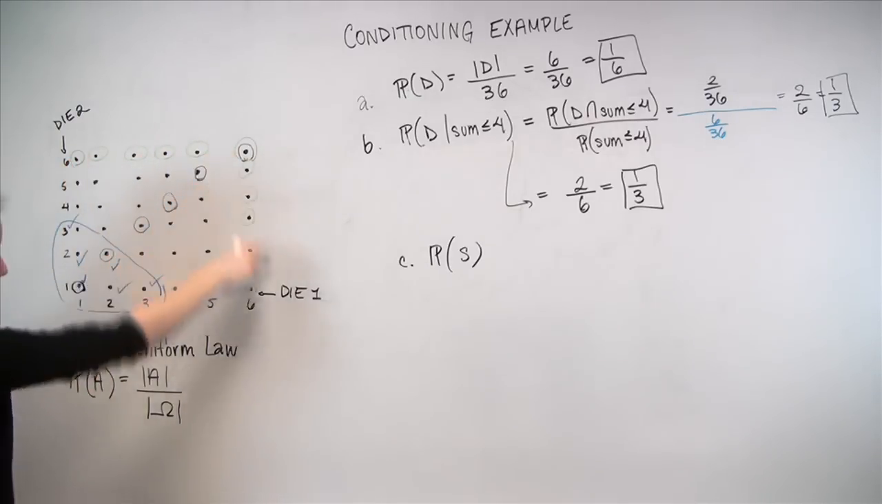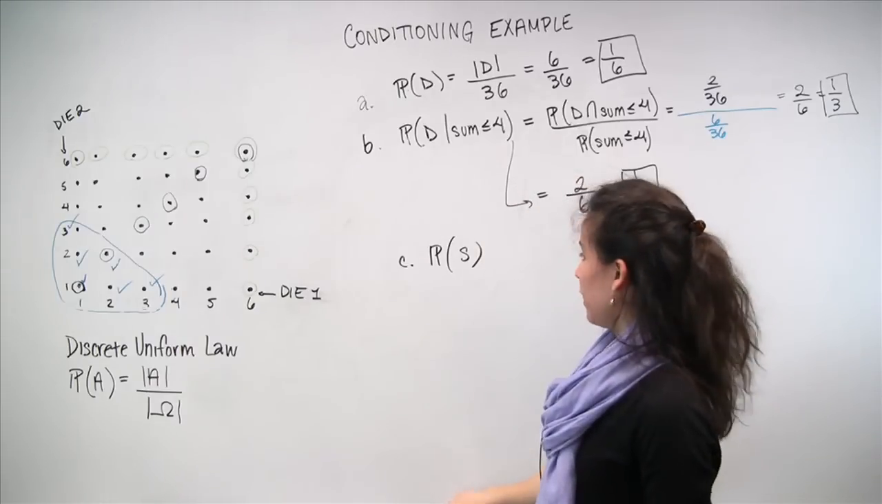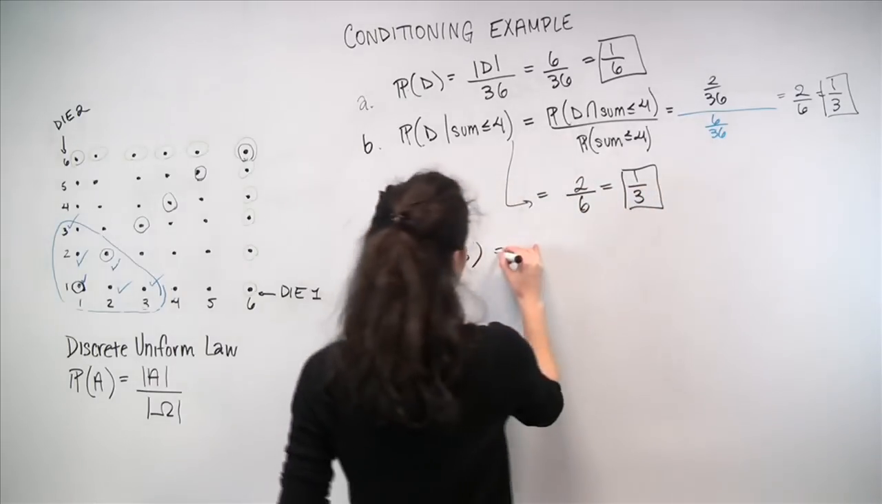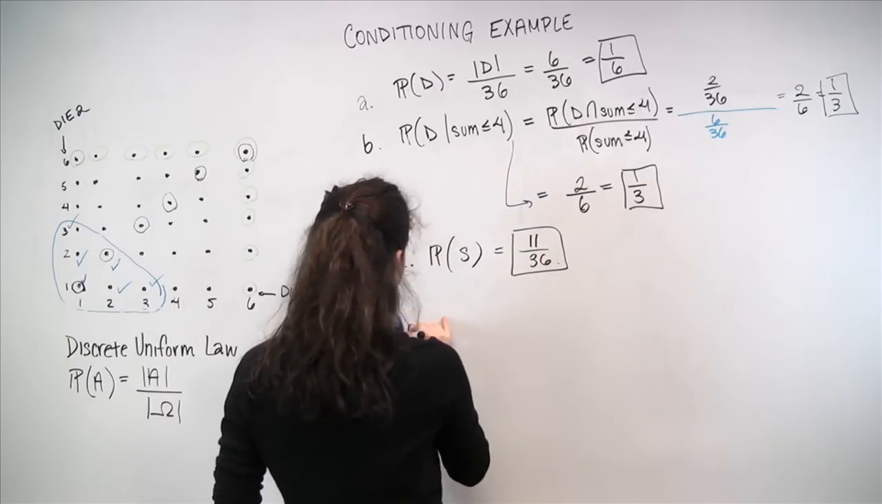Let me just check that. Yep, 6 plus 5, 11. So using the discrete uniform law again, we get 11 divided by 36.